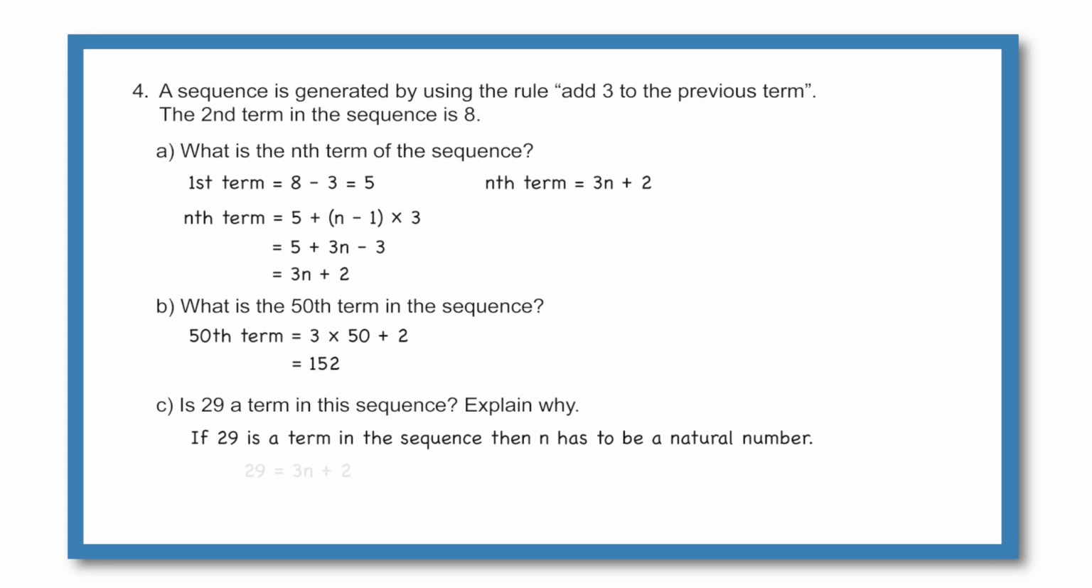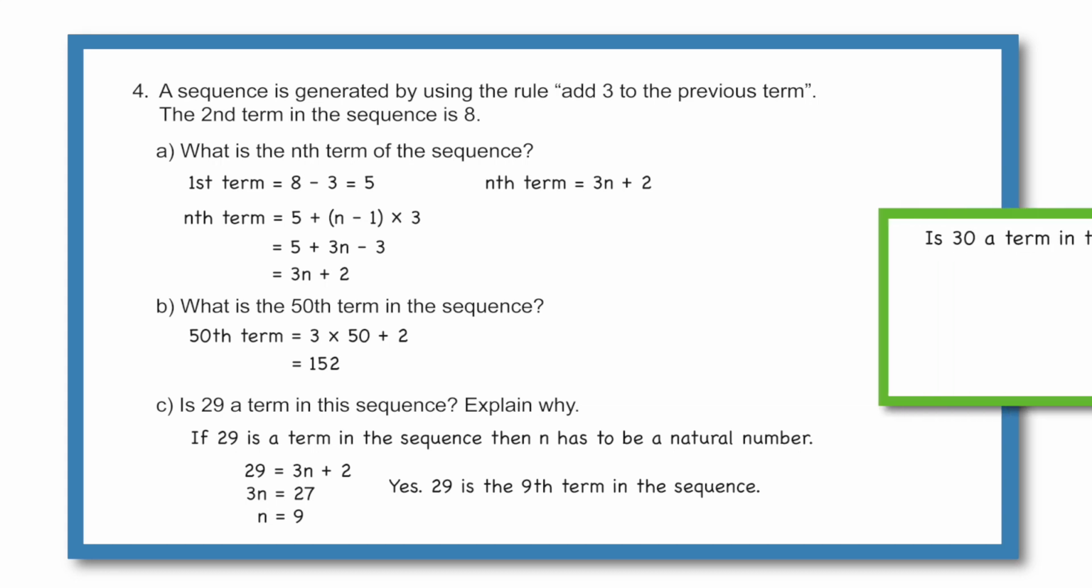Let's write down 29 is equal to 3n add 2. This means that 3n must equal 27, because 27 add 2 is equal to 29. So n must equal 9. So the answer is yes. 29 is the 9th term in the sequence.